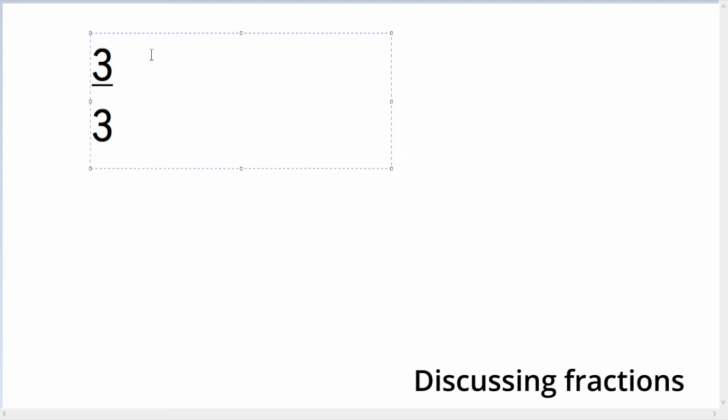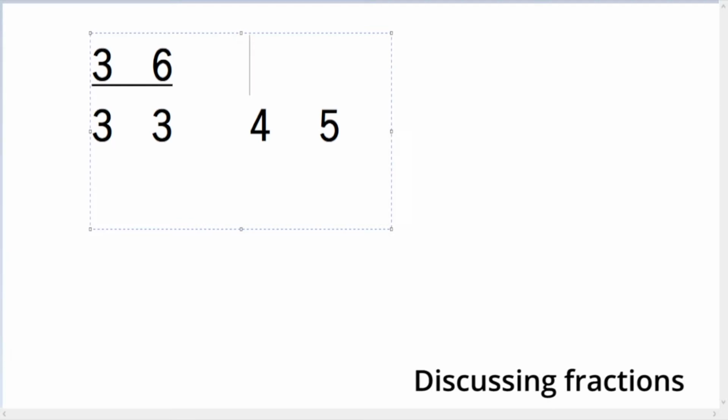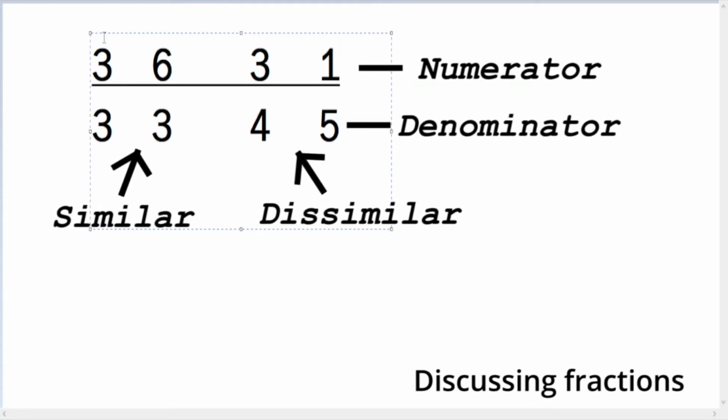Otherwise, 6, 6, and 3. Okay, this one has the same denominator, while the others have 4 and 5. Numerators cannot have their values changed, but denominators can differ, giving similar or dissimilar fractions. Now 4 and 5 are dissimilar because they're different. Otherwise 3 and 3 are similar fractions because they have the same denominator.